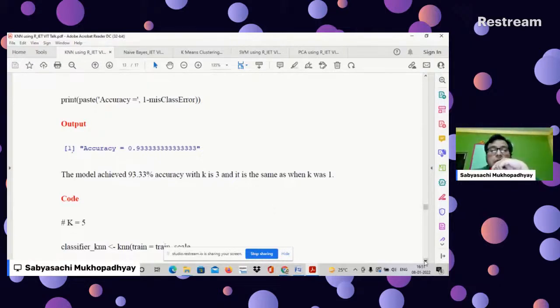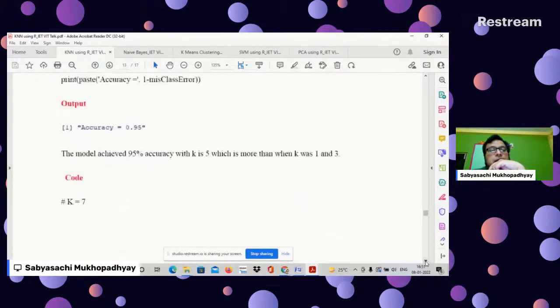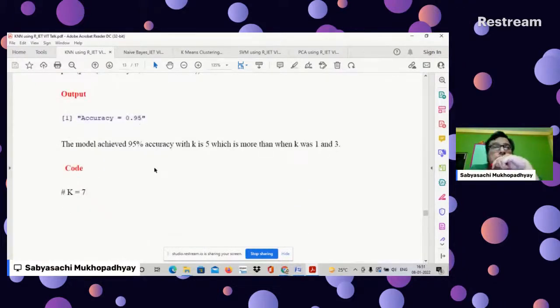Now you want to check for k equals to 5. You are repeating the same steps, only changing the value. We only edit the value to k equals to 5. Once you have changed it, you get the output accuracy equals to 0.95. That means the model has achieved 95% accuracy. That means the accuracy has increased. For k equals to 1 or k equals to 3, we got an accuracy of 93.33%, but for k equals to 5, we got 95%. So that means it is giving you a better result than k equals to 1 and 3.